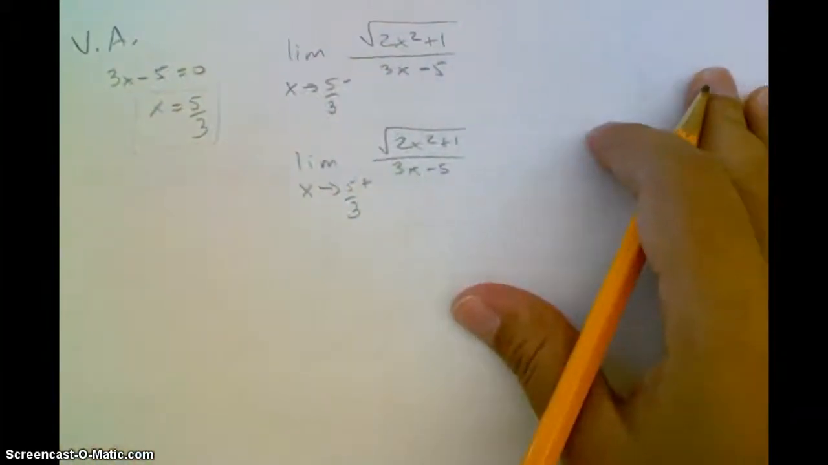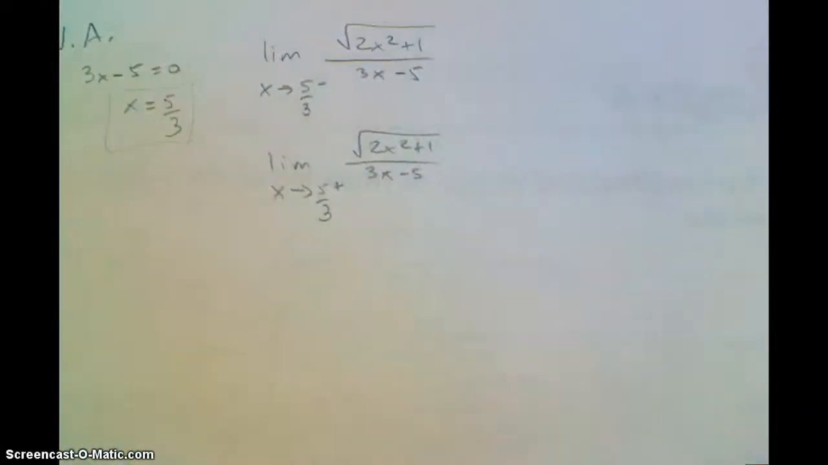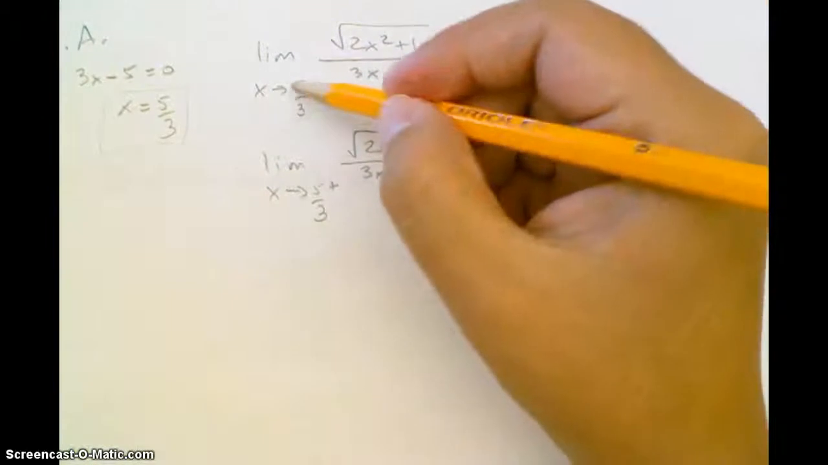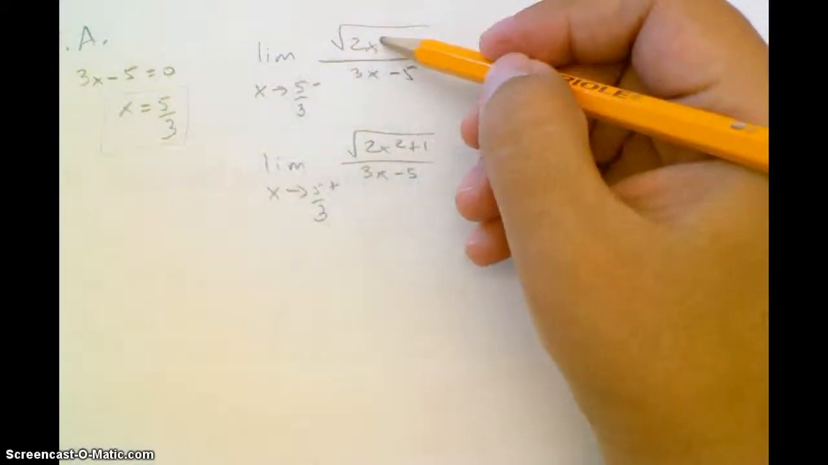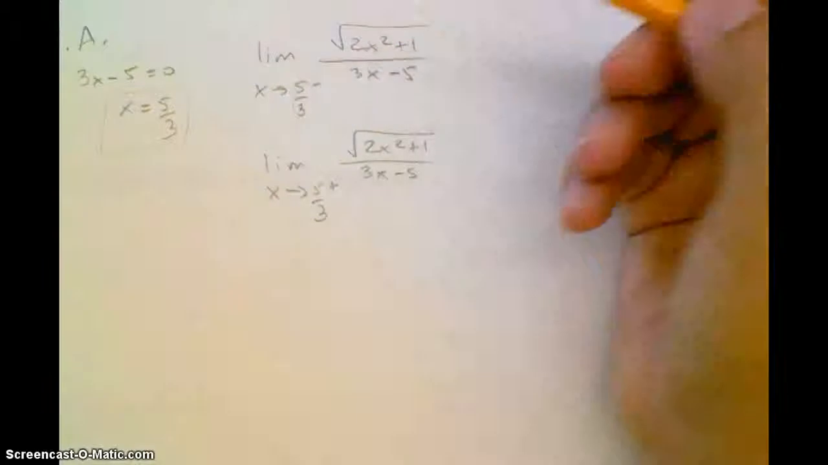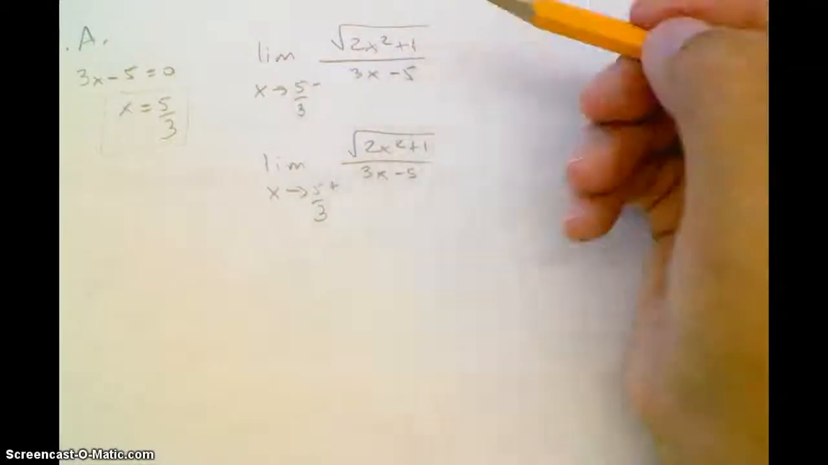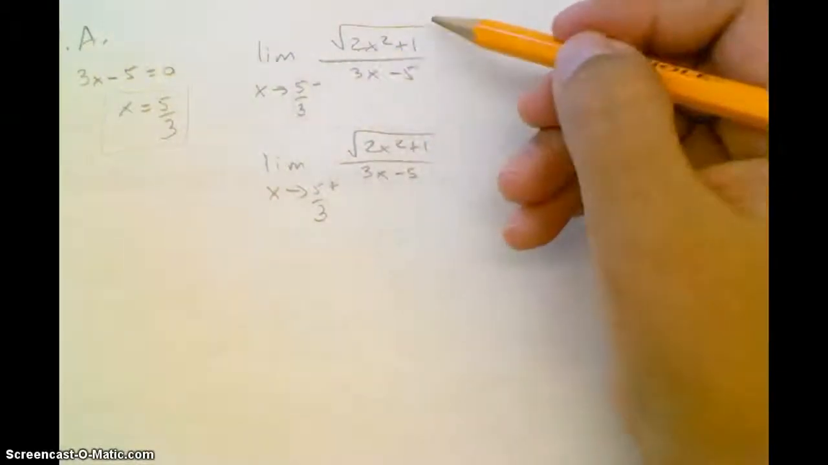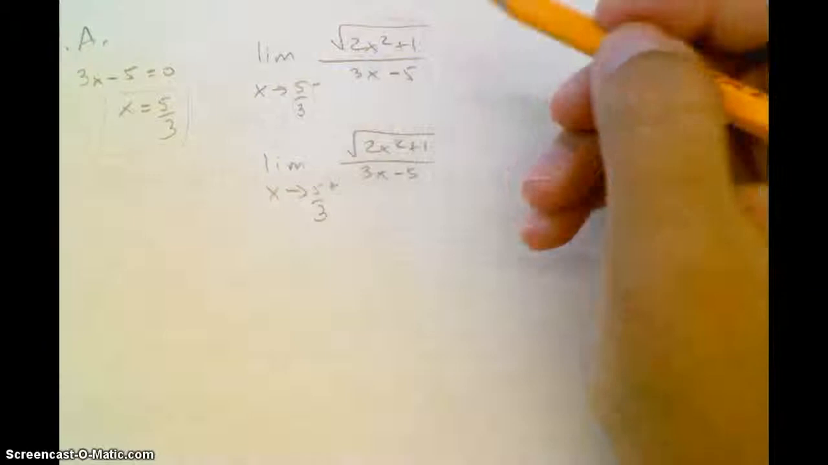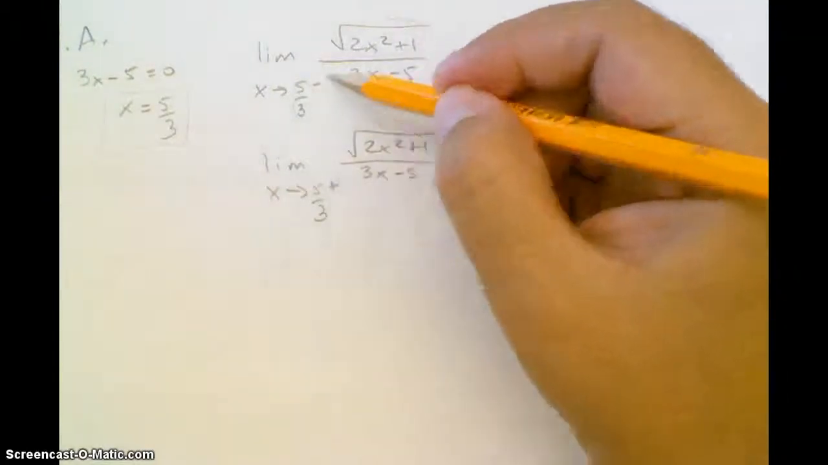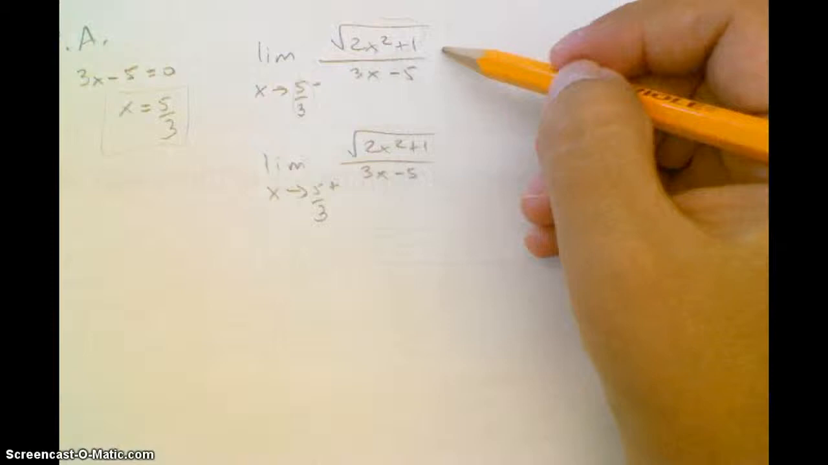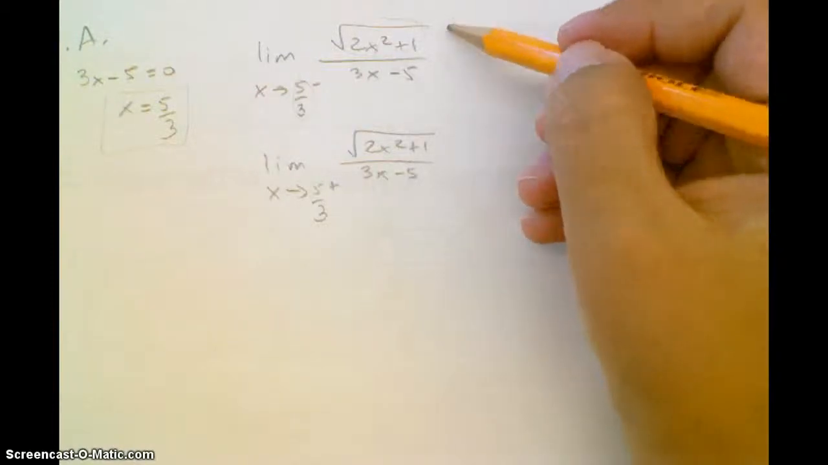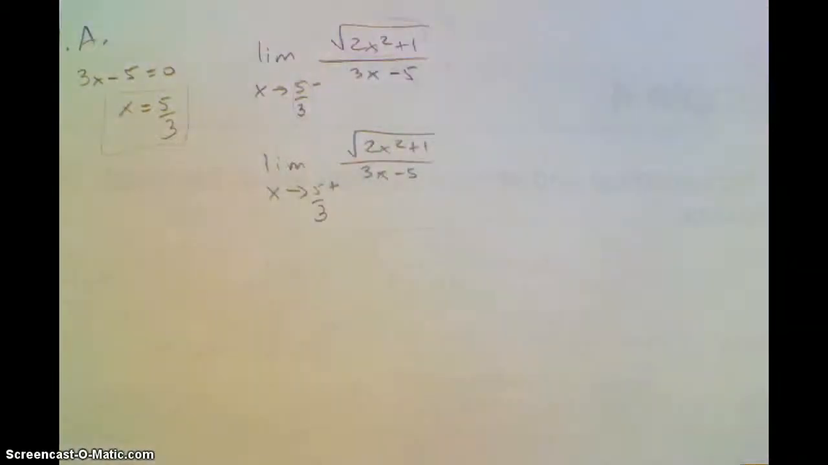Now, this is just a little bit of number sense. When I replace x with 5/3 here, 5/3 squared is a number, times 2 it will be a larger number, plus 1 it will be a larger number, and the square root of that would be a number. I know that this will not be 0, and when x is 5/3 in here it will be 0, so I'm going to have a number divided by 0. So this is okay. I know that this is going to be some kind of infinity.